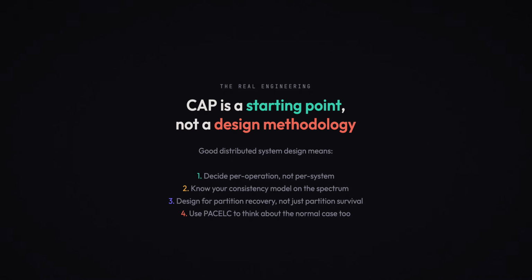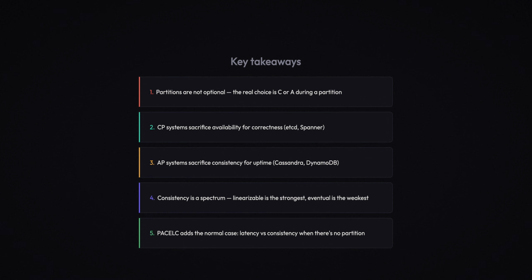Let's recap. 1. Partitions are not optional. The real CAP choice is consistency or availability during a partition. 2. CP systems sacrifice availability for correctness. etcd, Spanner, ZooKeeper, use when correctness is critical. 3. AP systems sacrifice consistency for uptime. Cassandra, DynamoDB, use when availability is critical.